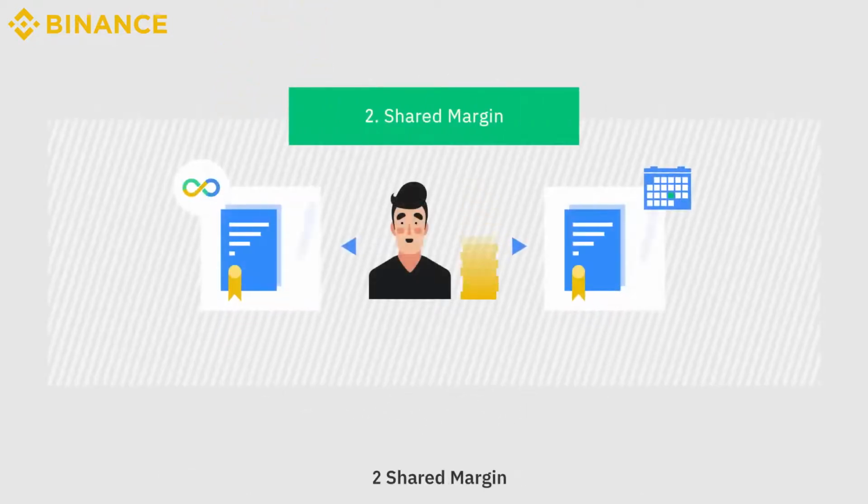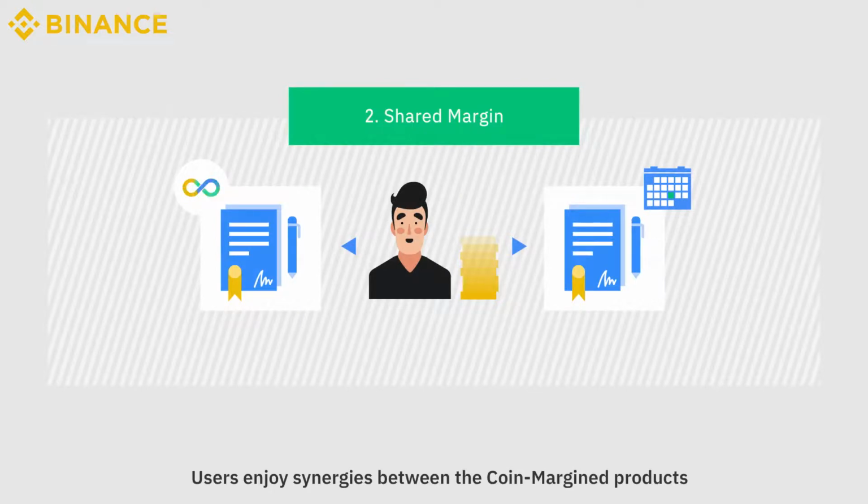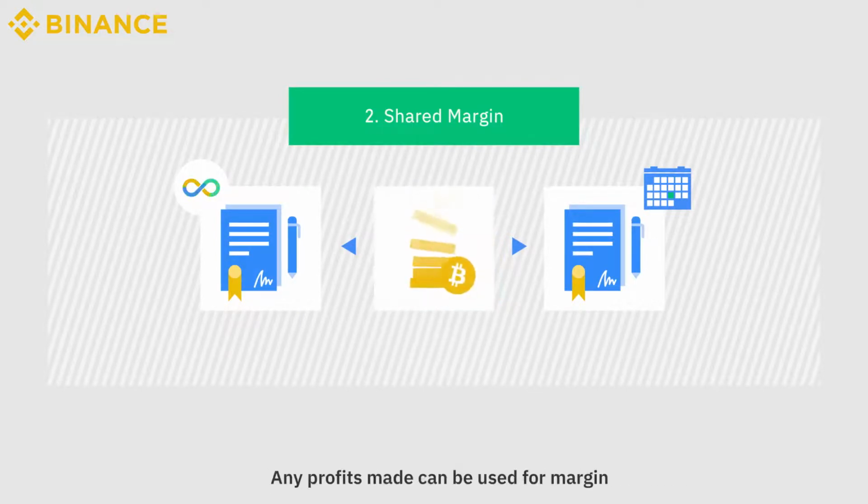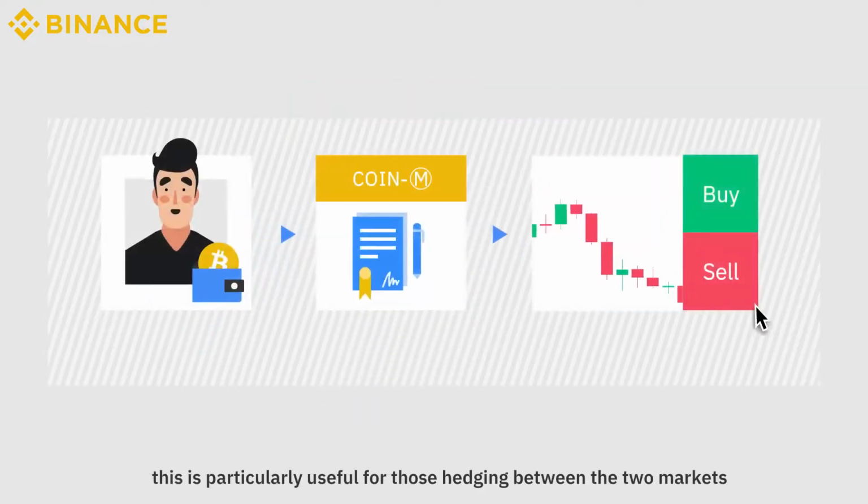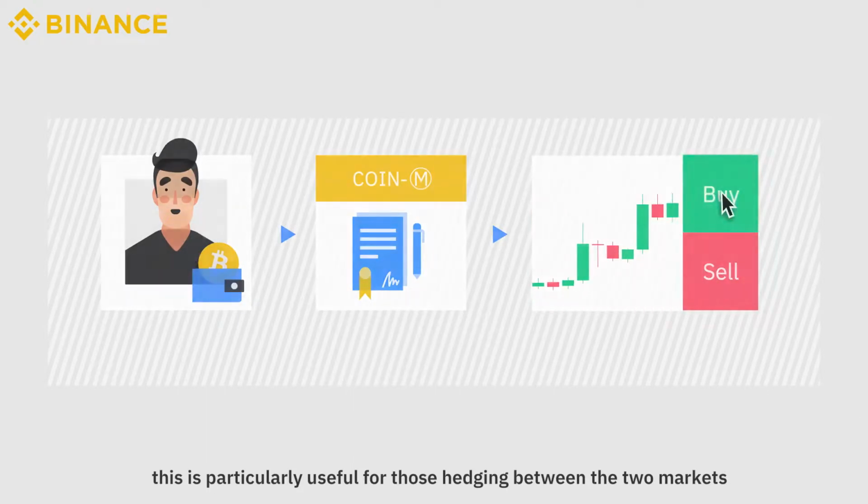2. Shared margin. Users enjoy synergies between the coin-margined products. Any profits made can be used for margin on either the quarterly or perpetual futures contract. This is particularly useful for those hedging between the two markets.